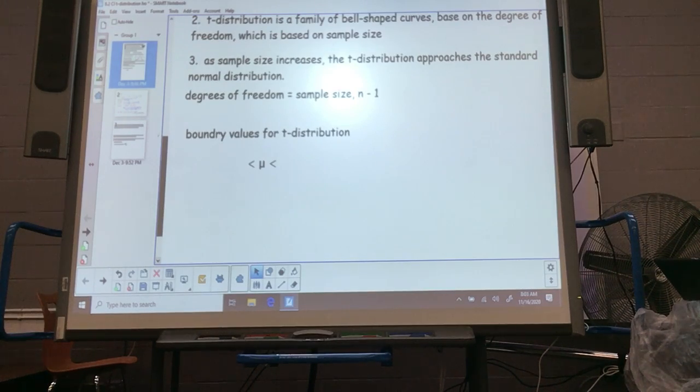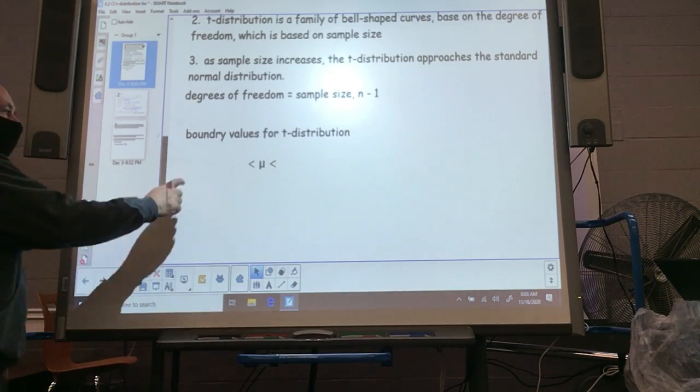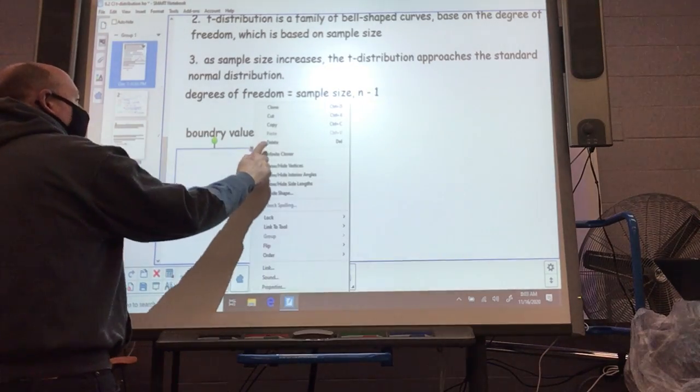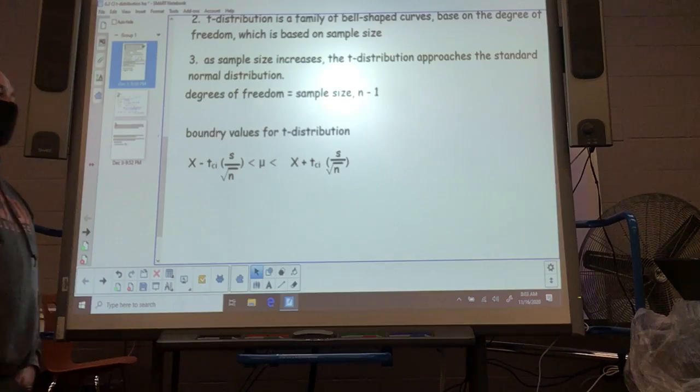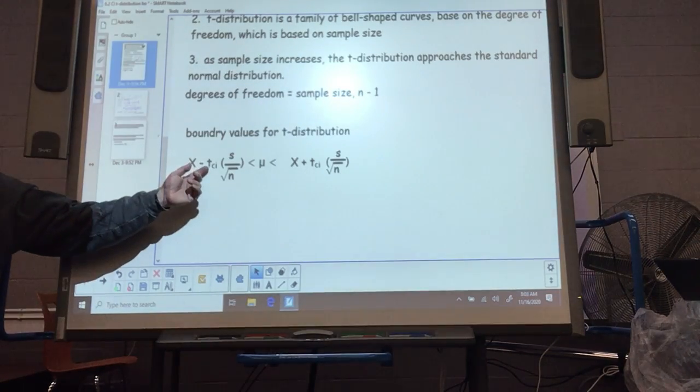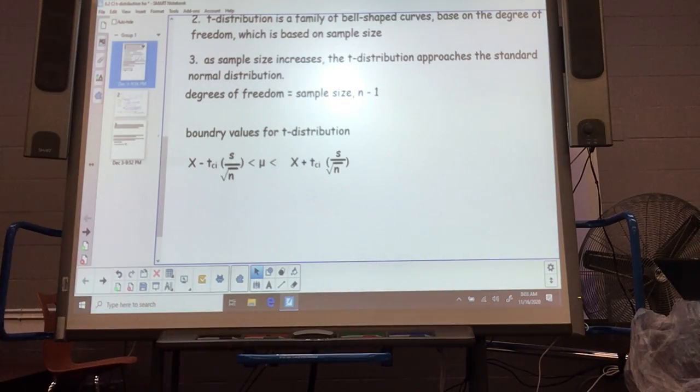How we calculate the boundary values is the exact same way, except for now we have a t value for the confidence interval.